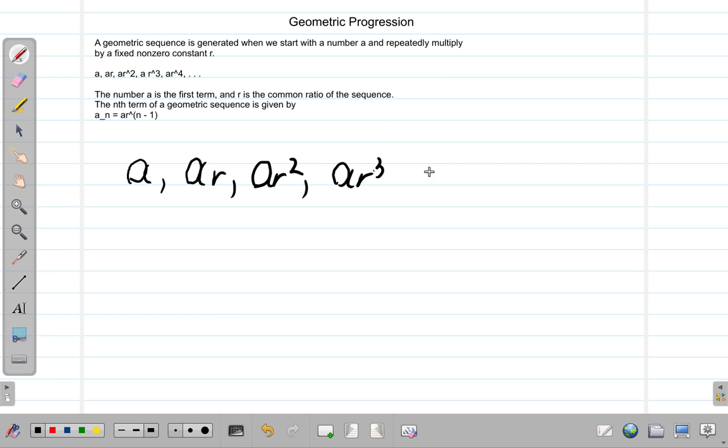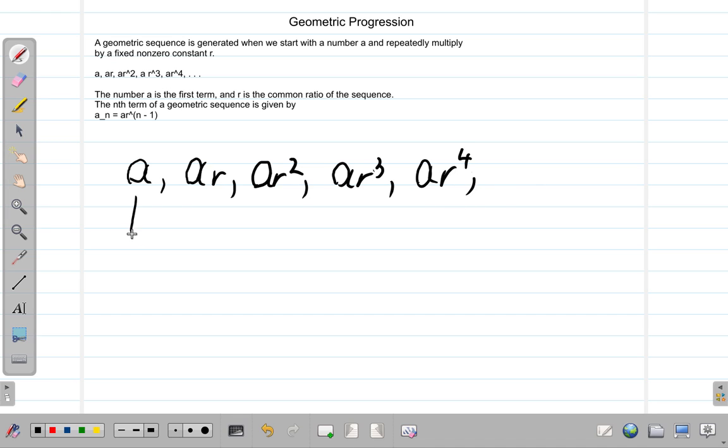Then to get the next term, this is the fourth term. To get the fifth term, you take the fourth term, AR cubed, and multiply by R. Now when you multiply R cubed by R, you get R to the fourth. So I can just call this AR to the power of 4. And so on and so forth.